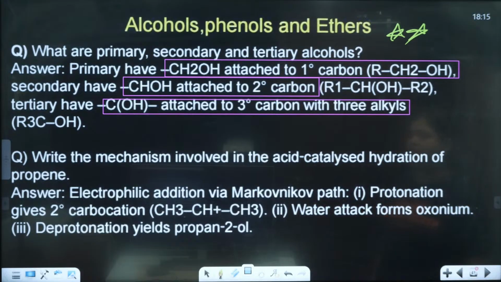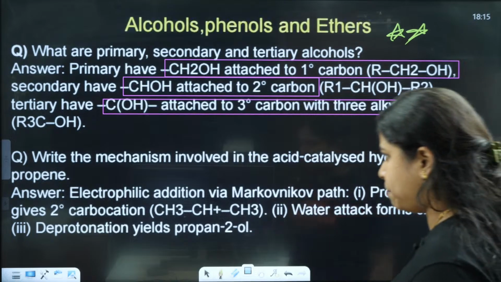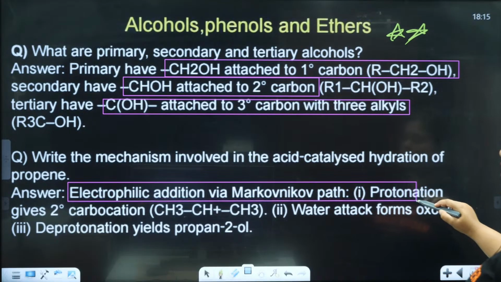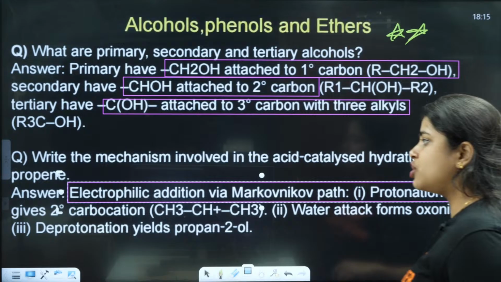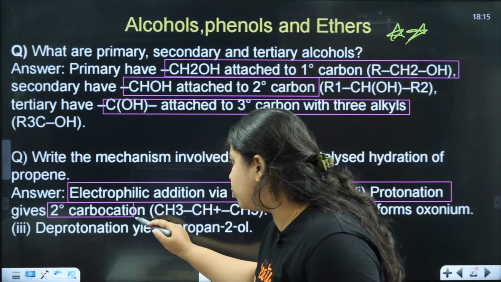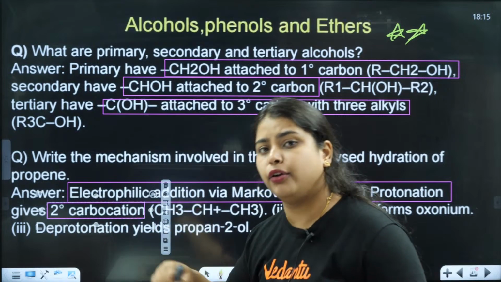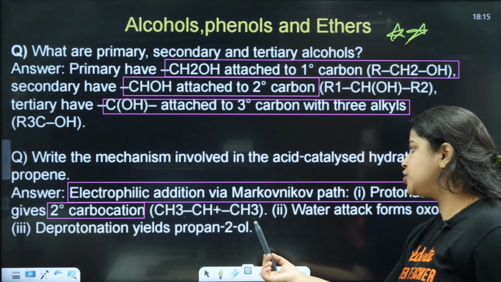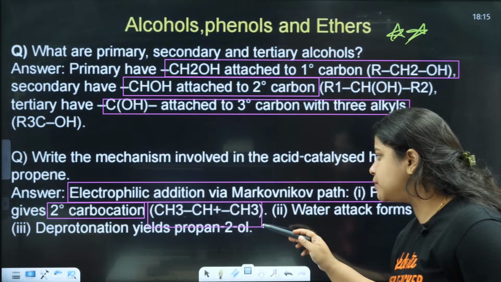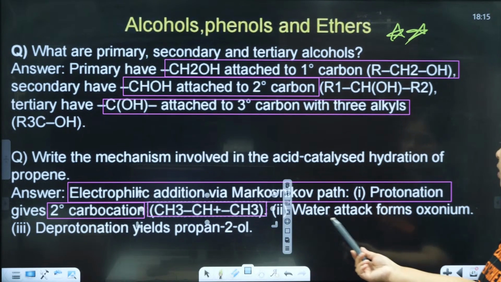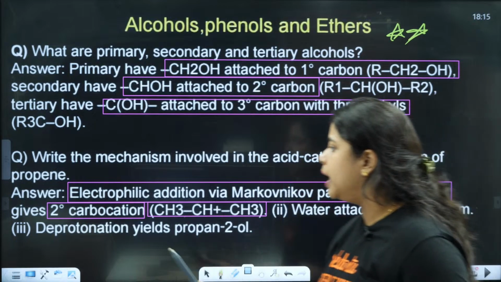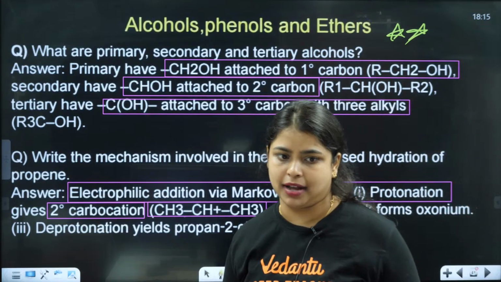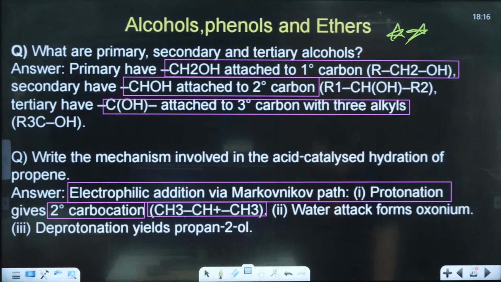So next question is: write the mechanism involved in the acid catalyzed hydration of propene. Propene, the acid catalyst should be there. Electrophilic addition with the Markovnikov path, that is protonation gives a secondary carbocation. Now CH3CH+CH3 is going to form. This will be the equation. Next, water attack forms oxonium. And third one is deprotonation, giving propan-2-ol. Yes, very good. Correct.